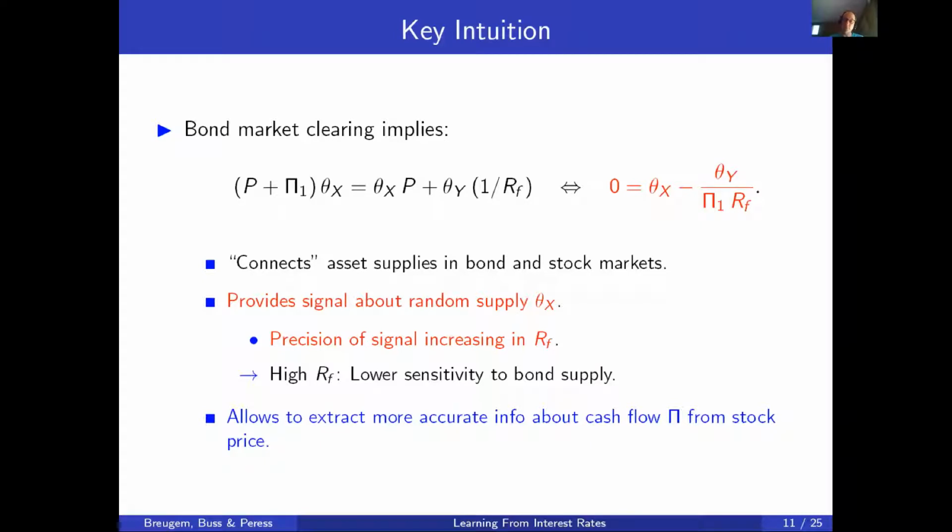Okay, so the bond market provides a signal about the random stock supply, theta x, and what is key here is that the noise in this signal, this theta y term, is being scaled by the interest rate RF. A higher RF, higher interest rate, implies a lower sensitivity of the noise to the bond supply. So essentially it scales down, dampens the noise in this equation. So this is the equation that allows us to extract more accurate information about cash flows from the price. So once investors look at the interest rate, they back out some information about the stock supply, and then they can use that to get more accurate information from the stock price about the stock terminal payoff pi.